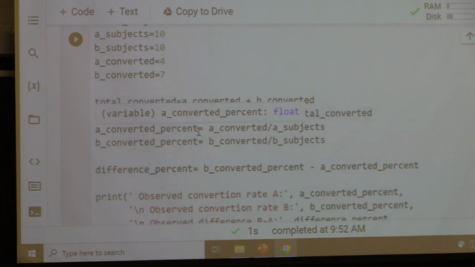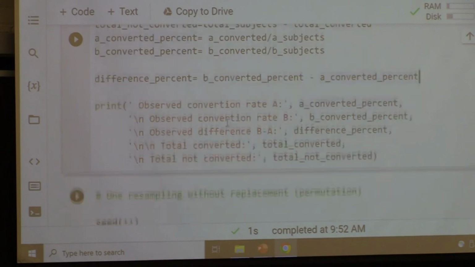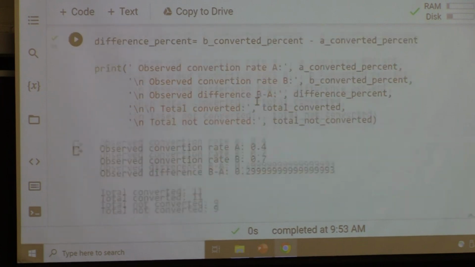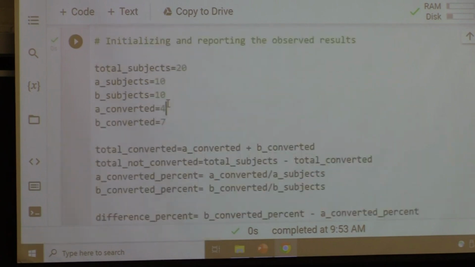Percentage of conversion in group A is just the number converted divided by the total number of people in group A. Similarly for group B. Then the statistic that we are interested in is the difference between these two percentages. So in our example, 70% minus 40%. So here I'm just printing the result. We already had this, we provided it here, right, with these numbers.